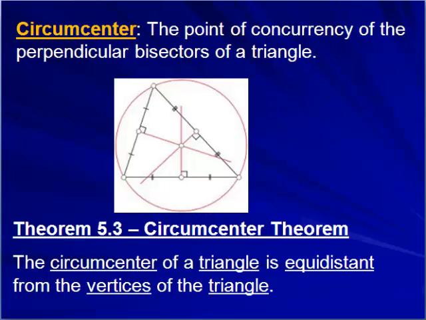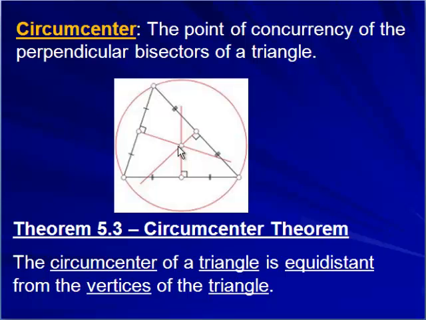Alright, next let's talk about the circumcenter. Circumcenter is the point of concurrency of the perpendicular bisectors of a triangle. So here's a picture of all the perpendicular bisectors. Notice the notation for each of these. We know the 90-degree angle sign here. We also know that we are cutting each side in exactly 2 equal pieces, making them bisectors. And right in the middle here, where these 3 perpendicular bisectors intersect, that is known as the circumcenter.